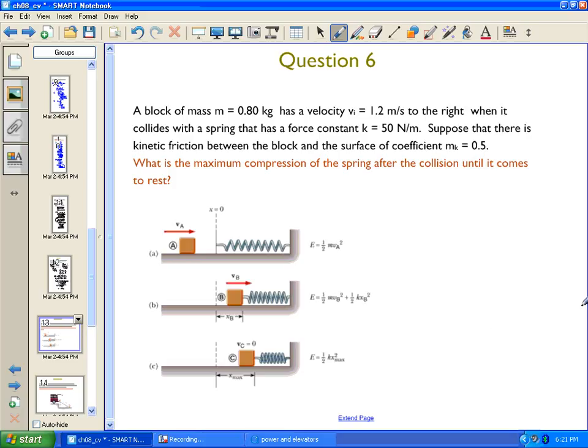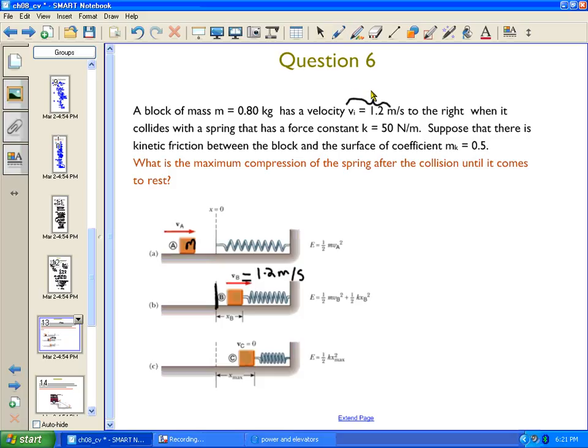Here we are told that there is a block which has a mass of 0.8 kilograms right here, and this is moving at a speed of 1.2 meters per second when it initially makes contact with a spring. And this is actually before the spring is even compressed. Okay, so we don't know what the velocity was at point A, but what we do know is that it has a velocity of 0.12 meters.